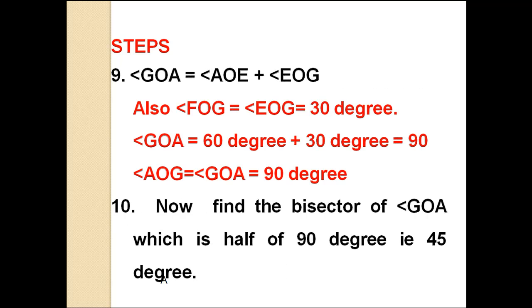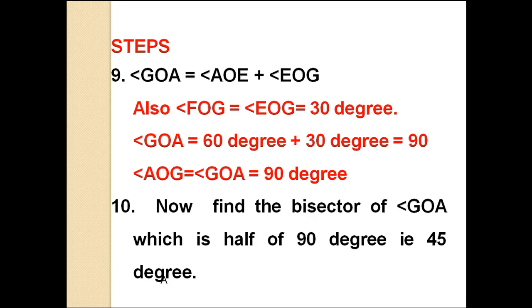Angle GOA equals angle AOE plus angle EOG. Also, angle FOG equals angle EOG equals 30 degrees. Angle GOA equals 60 degrees plus 30 degrees, which is 90 degrees. So, angle AOG equals angle GOA equals 90 degrees.